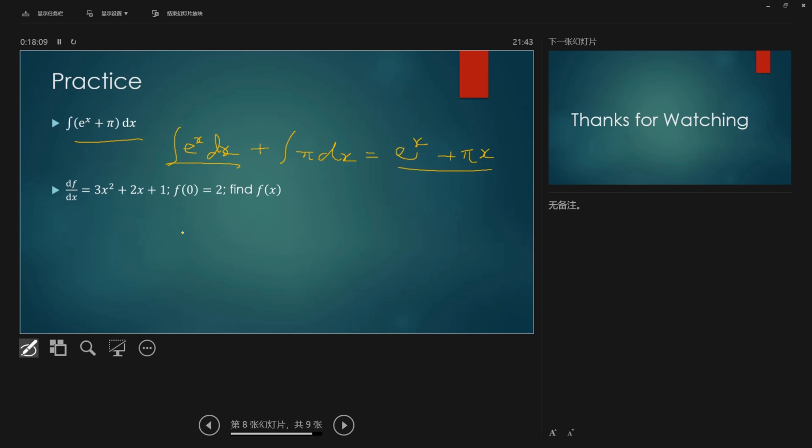Okay, so for the second one, they gave us the differential equation, which is df/dx equals 3x squared plus 2x plus 1. And they gave us f(0) equals 2. Remember what I mentioned before. Whenever you see an f(0), it equals c. So in this case, c is equal to 2 here. They gave us a c value, so we must include the c value in the answer. Okay, so they tell us to find f(x).